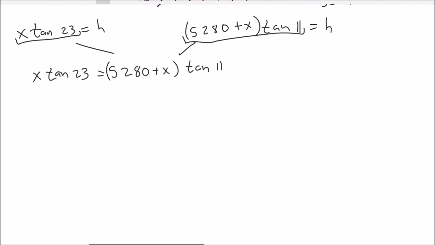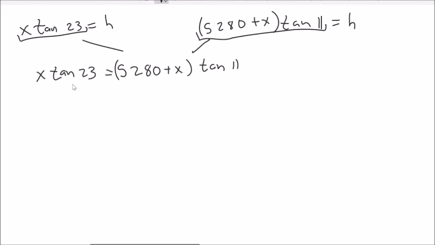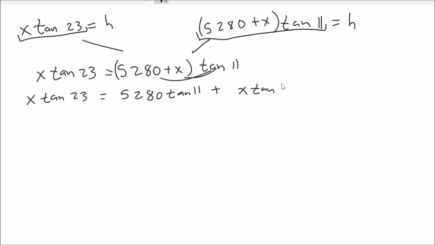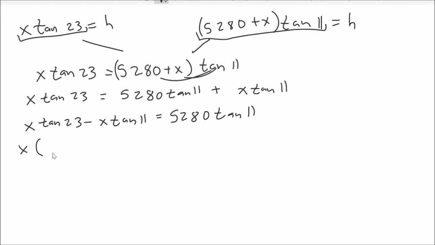So let's try it. We're going to continue with the algebra steps here. What I'm noticing is I have x in two different places. I don't find that to be super helpful, so I'm going to distribute this in and hopefully get all the x's onto one side. So I have x tan 23 equals 5,280 tan 11 plus x tan 11. I'm going to subtract the x tan 11 over to the left side, so all my x's are on the same side. So I have x tan 23 minus x tan 11 equals 5,280 tan 11. And why is that useful? Because now the two terms on the left both have an x in them, which means I can factor x out.